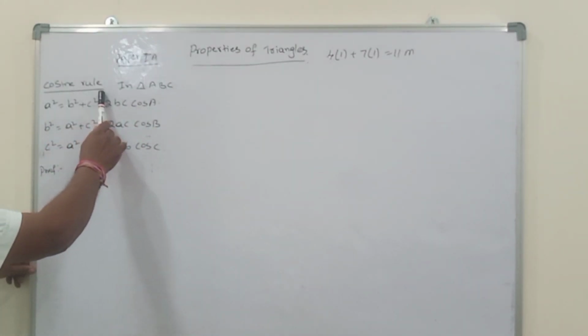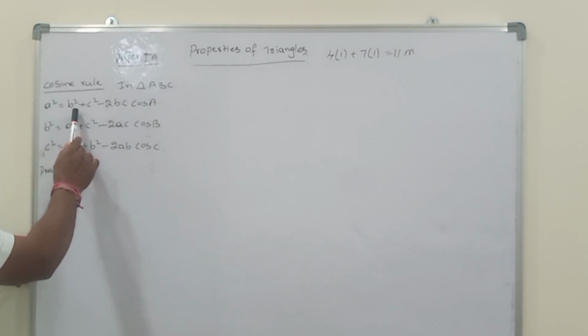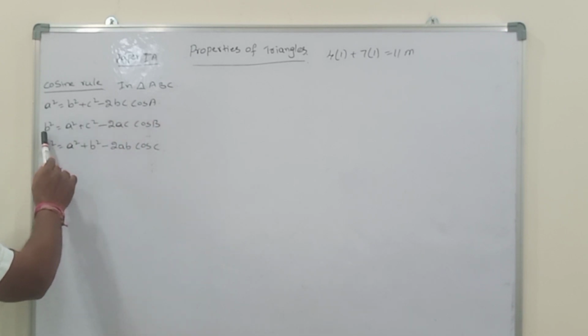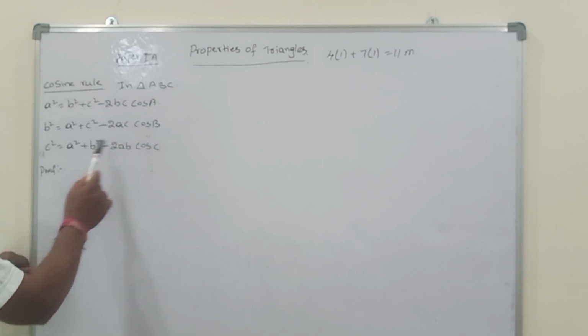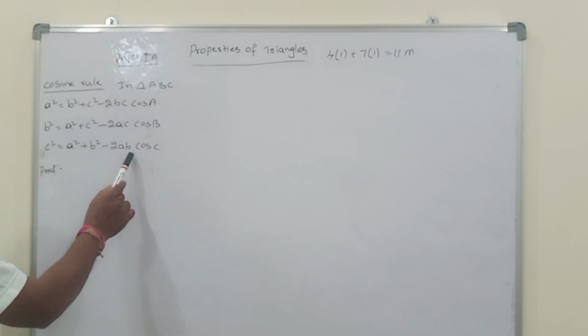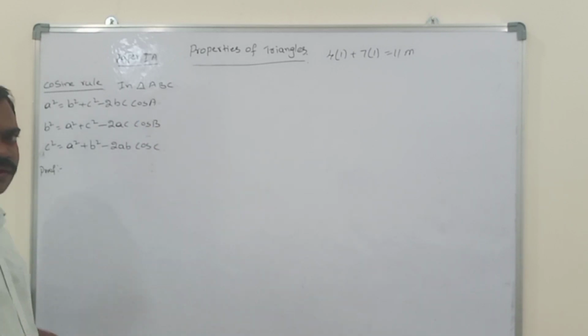Here is the cosine rule. In triangle ABC, a square is equal to b square plus c square minus 2bc cos A, b square is equal to a square plus c square minus 2ac cos B, c square is equal to a square plus b square minus 2ab cos C. This is the cosine rule of the properties of triangles.